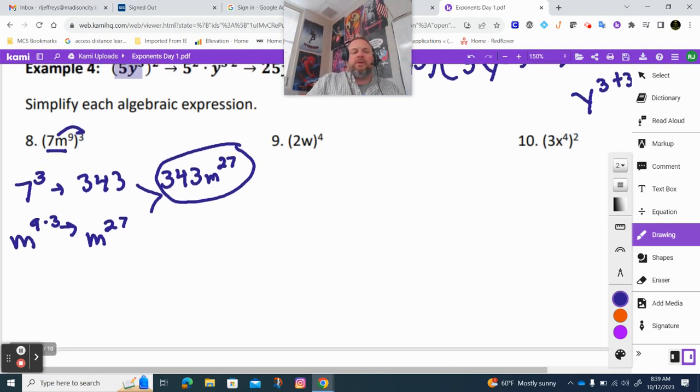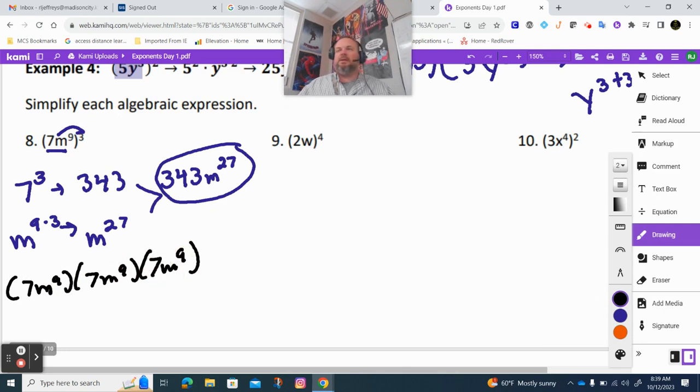Now, if you are one of these people that the distributive property on steroids doesn't click with, there is nothing that says that you cannot do this. They're like, well, that's too much work. You've got to pick your poison. It's the lesser of two evils.